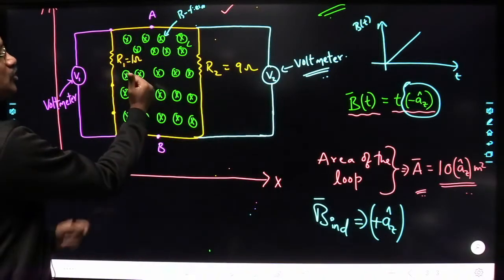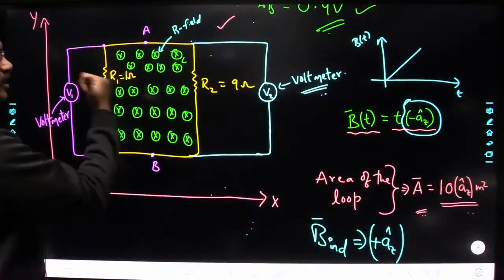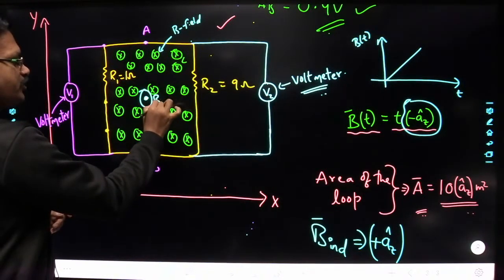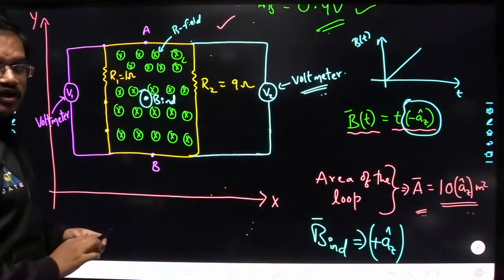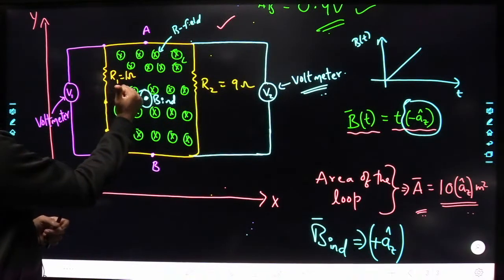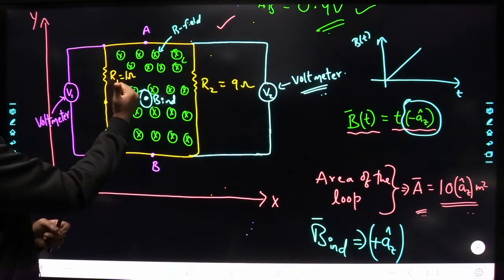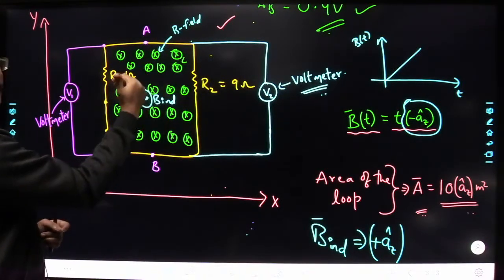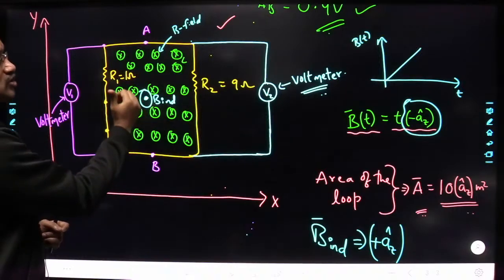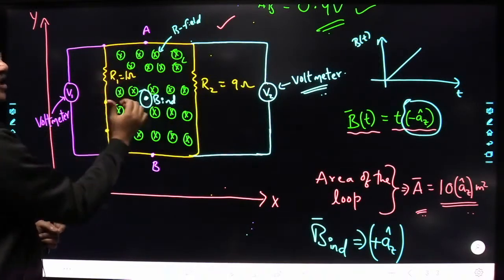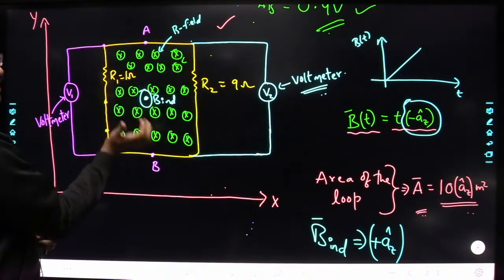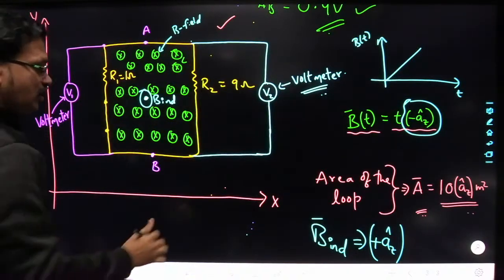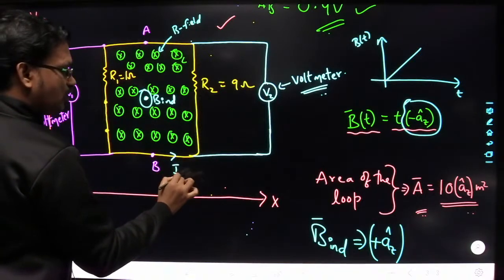So if B induced is pointing out of the board here, I am representing B induced like this. Then what is the direction of the induced current? The direction of the induced current in this case is going to flow in the anti-clockwise direction. So that means here you are going to have induced current.